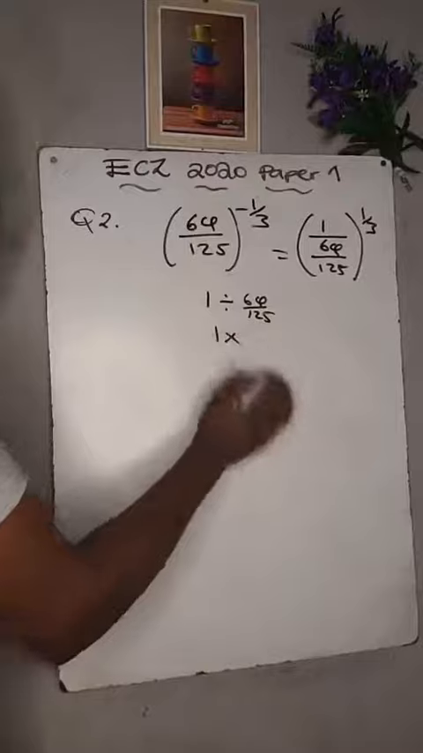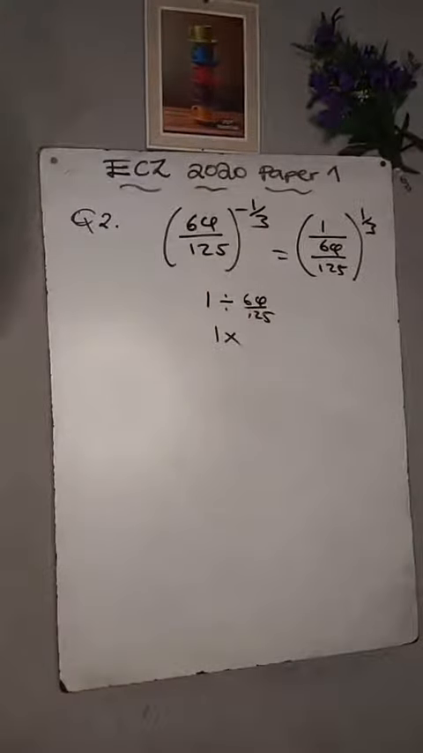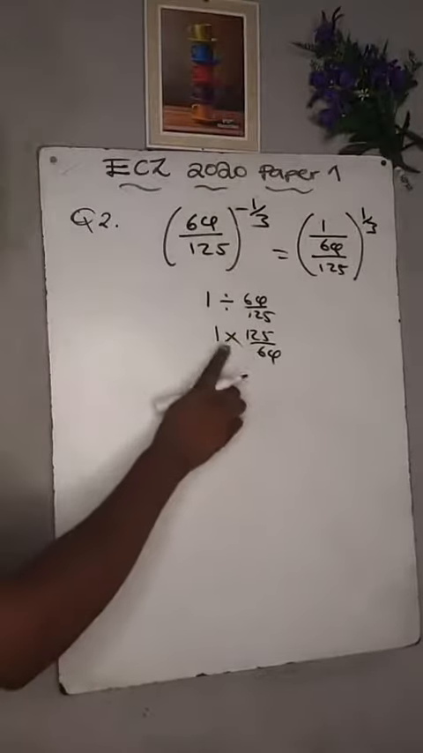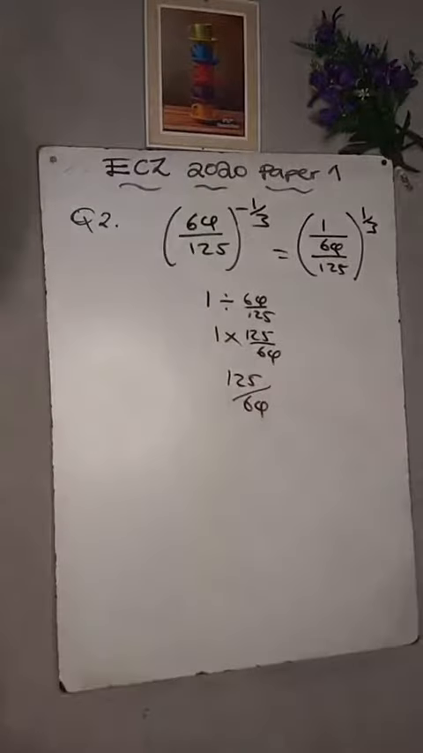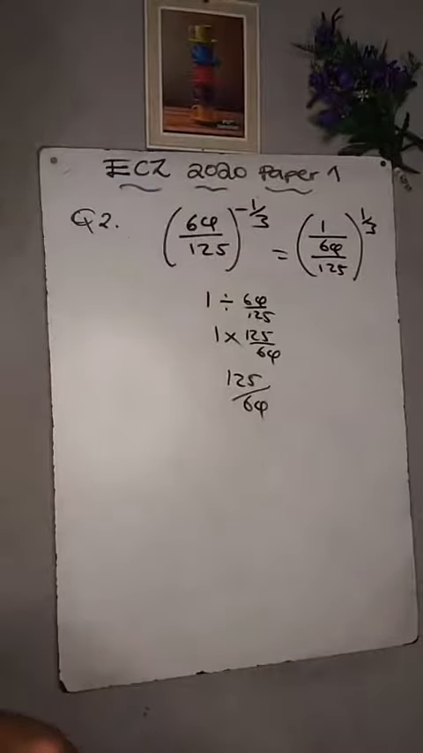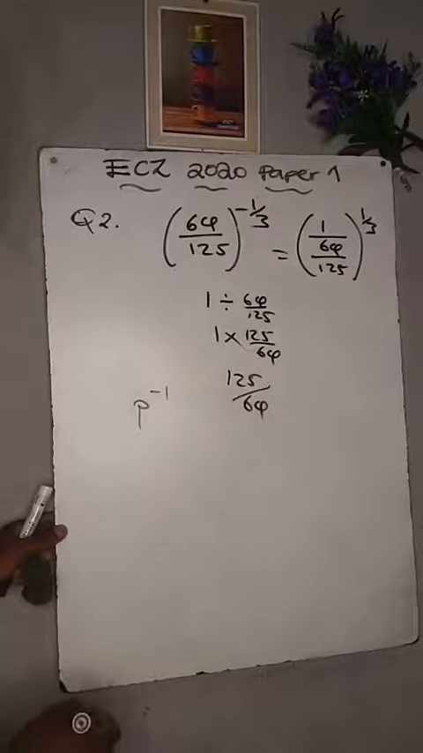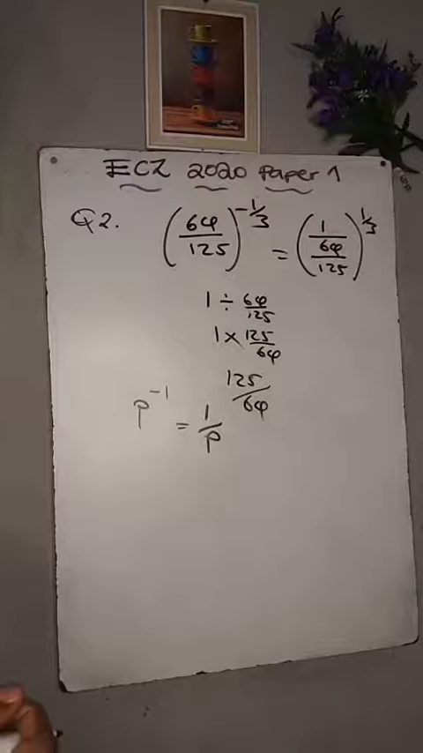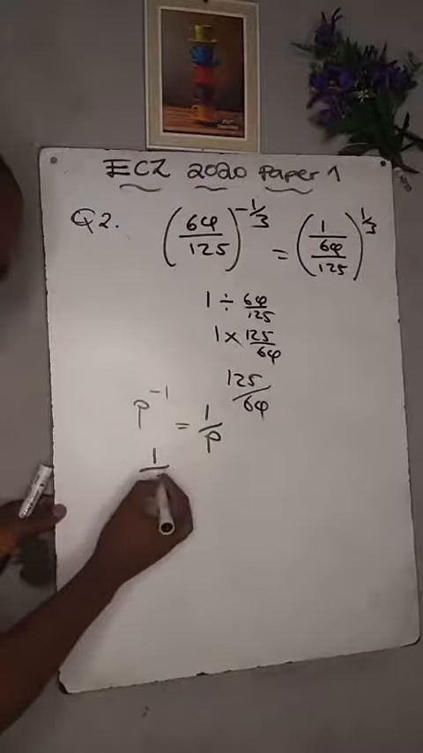So if we introduce the multiplication, that means we reciprocate that fraction. So it will be 125 over 64. So if we say 1 times that, we get that. This is why I'm saying that if you have a negative, just reciprocate your fraction. It's the same thing if we had p to the power negative 1. That p becomes 1 over p, because what that means is that p to the negative 1 can also be written as 1 over p.